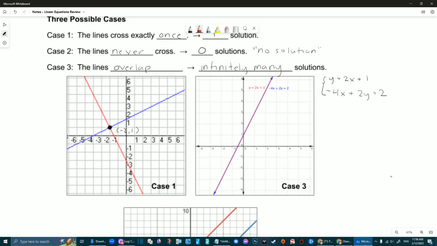I know for slope-intercept form, I want to get y by itself. So I'm going to draw this dotted line down the middle, and we're going to solve this equation for y. In order to get y by itself, the first thing I have to undo is the thing being added or subtracted, which is this 4x. And because it's being subtracted, I'm going to add it to both sides.